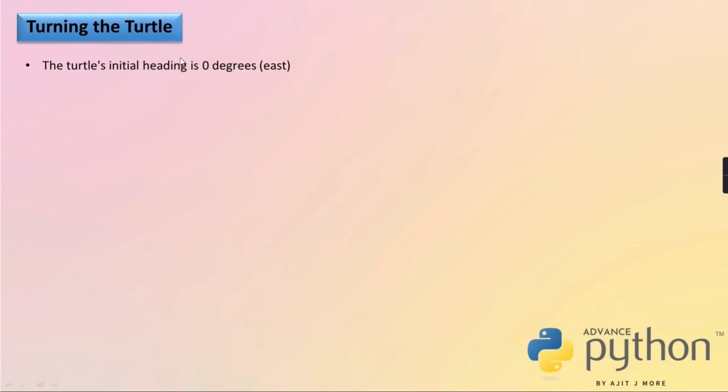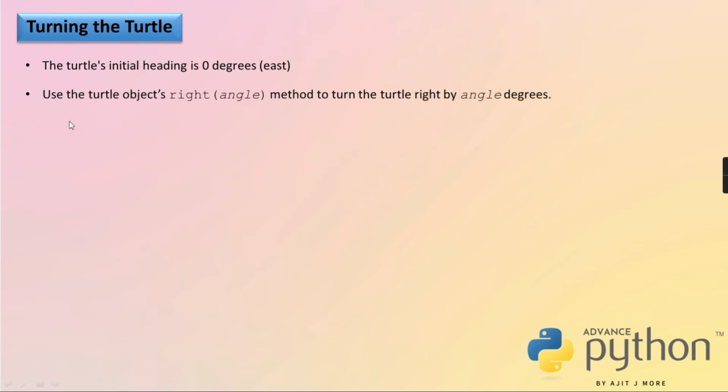So the turtle's initial heading is 0 degrees east, which I've been telling you from the previous slide also. Initially the turtle is at the center and it is pointing towards the east direction, 0 degree. Now there is a shortcut for right also, RT they have given. So you can use that function also.